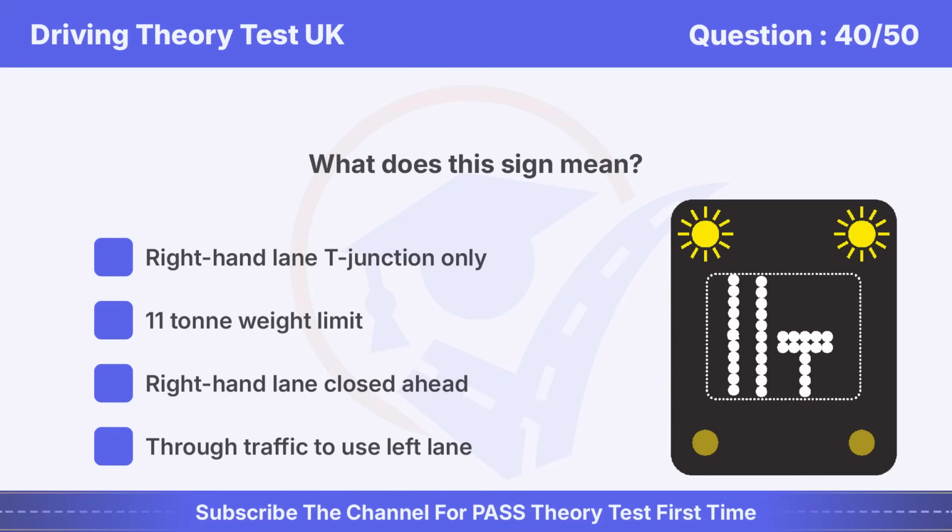Question 40. What does this sign mean? Option A. Right-hand lane T-junction only. B. 11-ton weight limit. C. Right-hand lane closed ahead. D. Through traffic to use left lane.